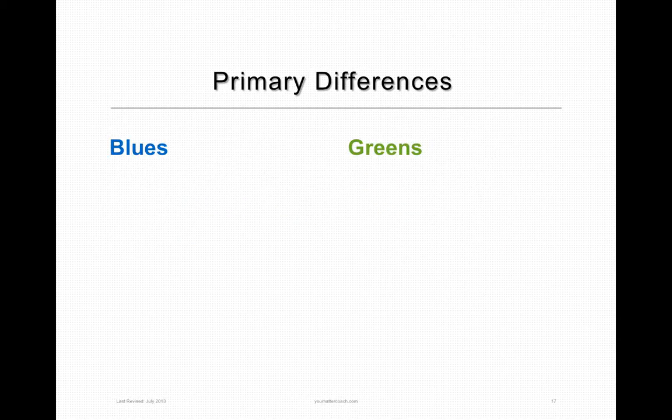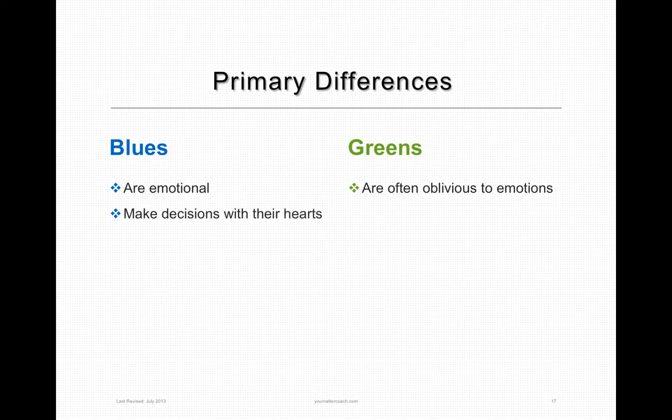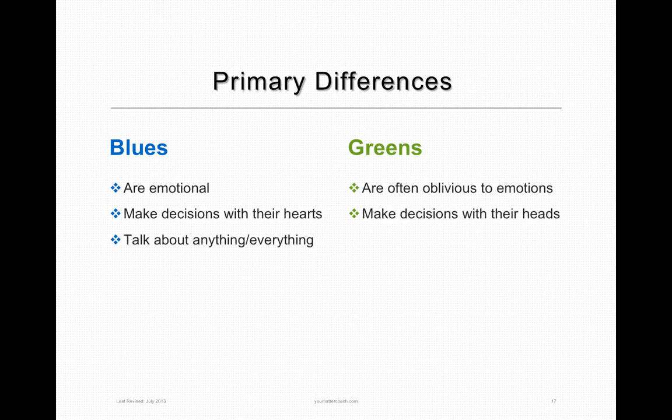Okay, so let's go right into the differences between blues and greens. They're not necessarily opposites, but they're a little different from each other. So we have blues are emotional, and greens they tend to be, and this is not always true 100%, oblivious to emotions, or like emotions just aren't as important. Makes decisions with their hearts, and then greens make decisions with their heads. Blues like to talk about everything. Greens, maybe not so much, right?